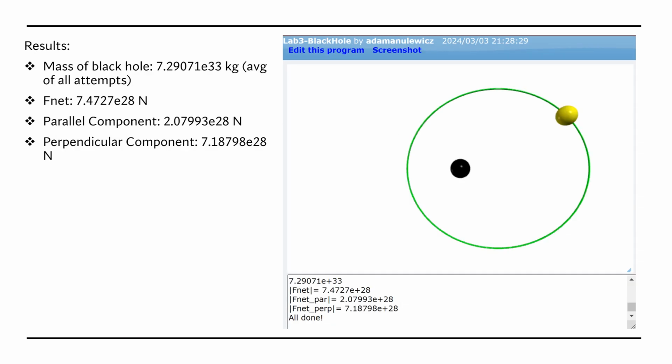And our results were that the mass of the black hole was 7.29071 times 10 to the 33 kilograms, which is the average of all of our attempts. Our F net was 7.4727 times 10 to the 28th, with the parallel component being 2.0799 times 10 to the 28th newtons, and the perpendicular being 7.1879 times 10 to the 28th newtons.